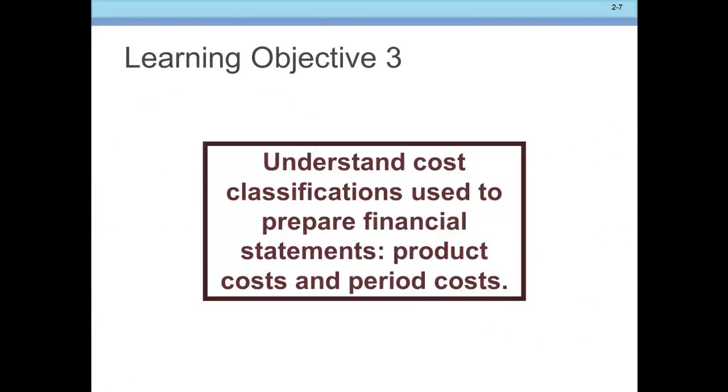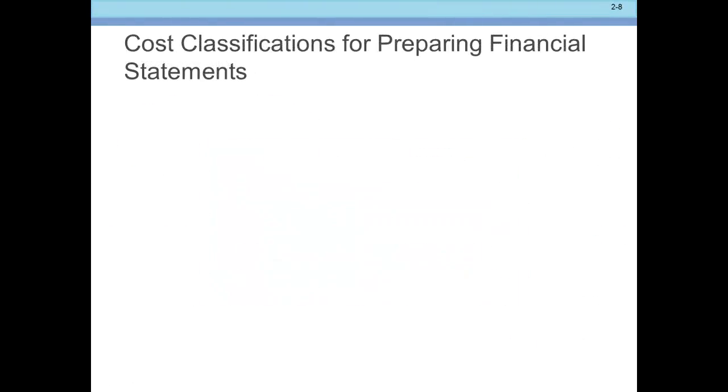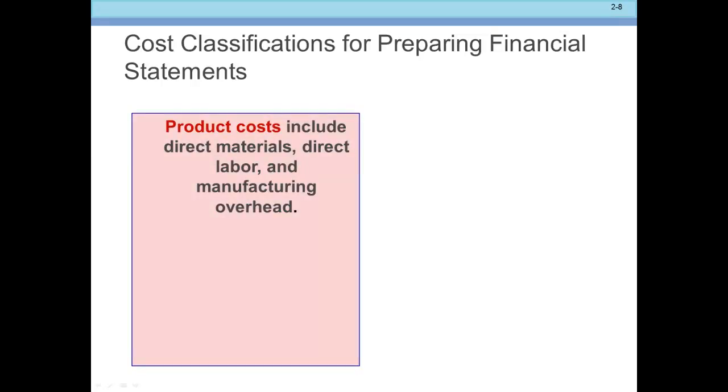Let's look at product versus period costs. We can categorize these costs into two main groups. Product costs include all the costs that are involved in acquiring a product or making a product. More specifically, it includes direct materials, direct labor, and manufacturing overhead. Consistent with the matching principle, which states that we recognize all of the associated expenses in the period in which we recognize the revenue, product costs are recognized as expenses when the products are sold.